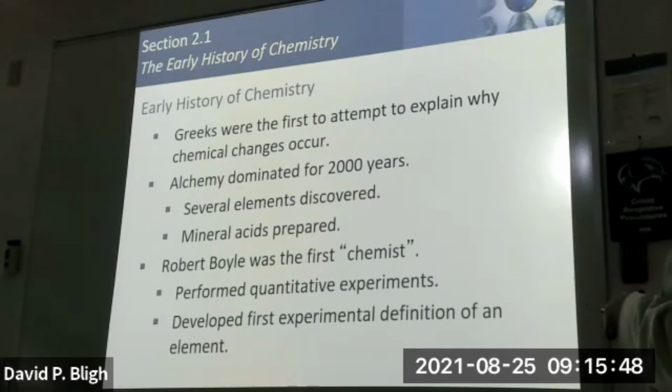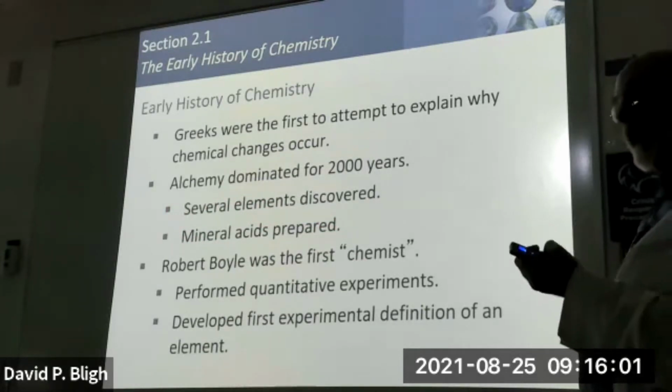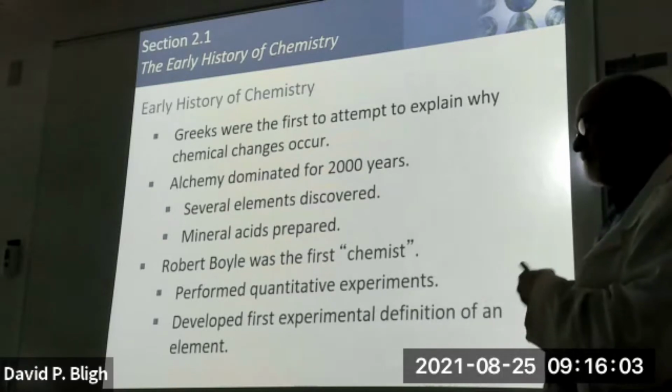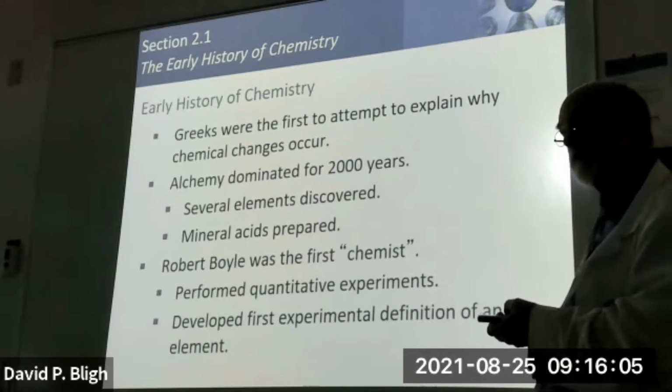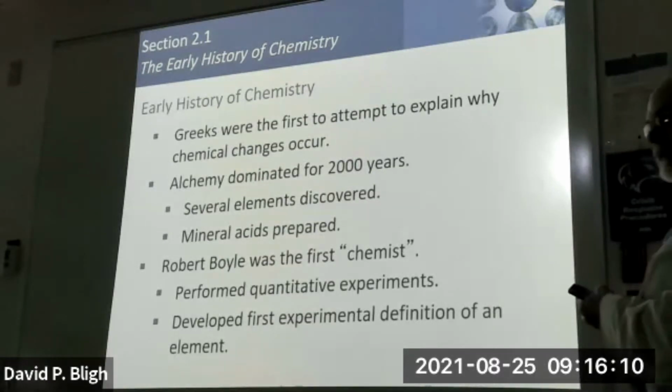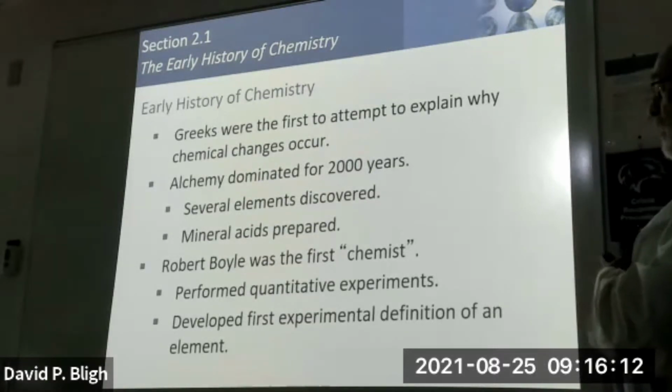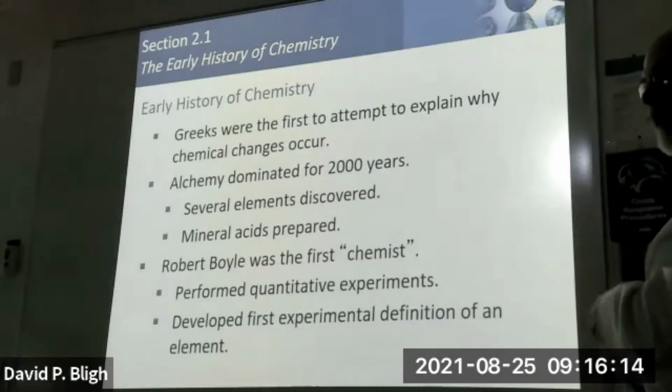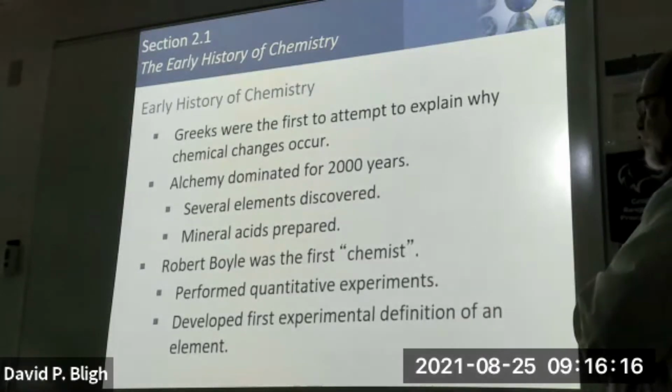And in the process, they discovered several elements. Right? They also knew how to prepare and use mineral acids. So mineral acids are like hydrochloric acid, sulfuric acid, nitric acid, because they used them to dissolve materials. So we had that basis to build on when modern chemistry rolled around.